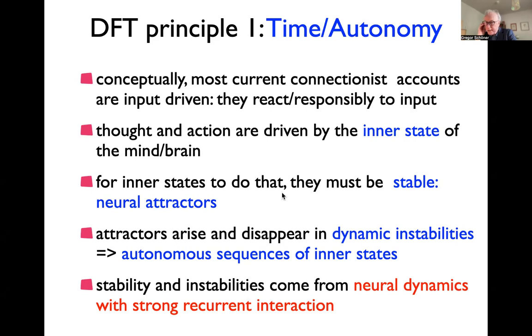And I will briefly sketch how that is actually the basis for autonomous behavior, for sequences of inner states that the system steps through in an autonomous way that's not driven primarily by input, that could be driven internally. So technically, these stabilities and instabilities come from neural dynamics. So neural dynamics is not really different from other neural networks, but neural dynamics that have recurrent connectivity that is dominant, that is very strong, and therefore stronger than input, for instance. So we'll go more deeply into that.